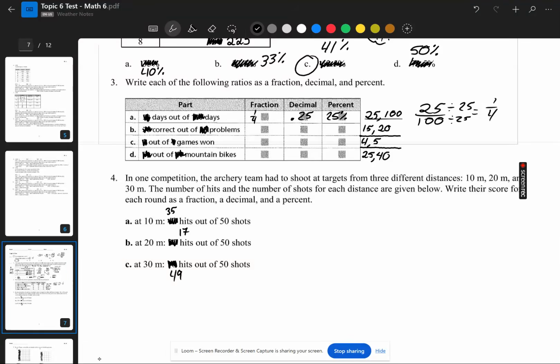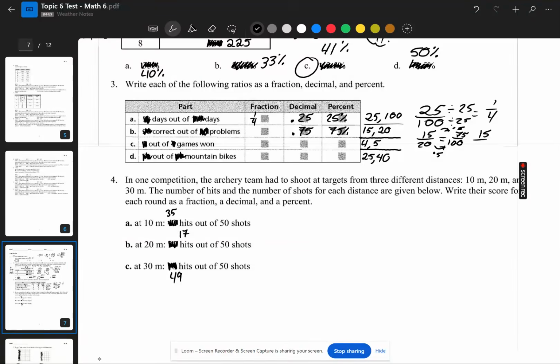So my next one's 15 out of 20. To get from 20 to 100, to make it a percent, I can multiply this by 5, multiply this by 5, that's 75. So 75%, 0.75. And then if I reduce 15 out of 20, I can divide both these numbers by 5, and that would get me 3/4.